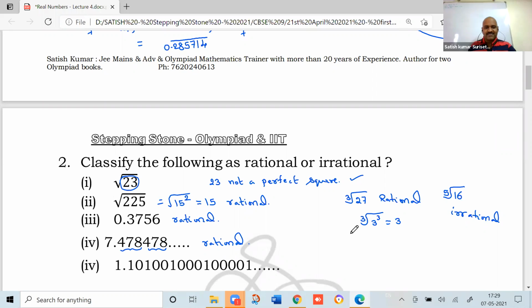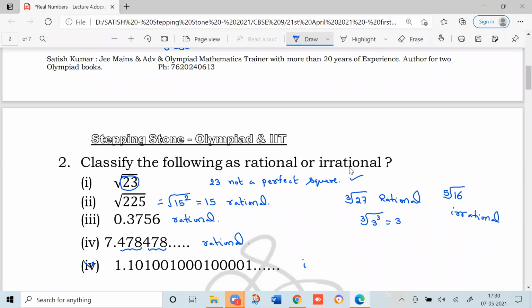Next, the fifth one. It's irrational. Why? Because the digits after the decimal are neither repeating nor terminating. Here 1 zero is there, here 2 zeros, here 3 zeros, here 4 zeros, and so on. So that's why it is an irrational number.